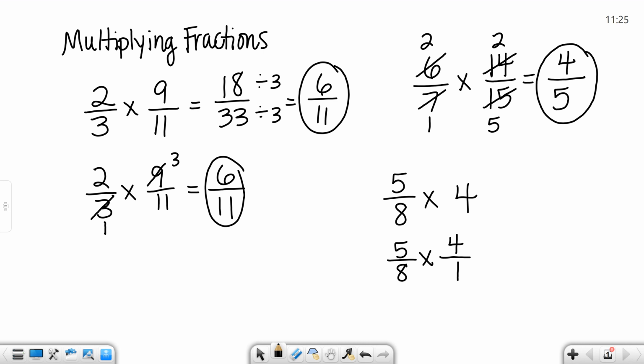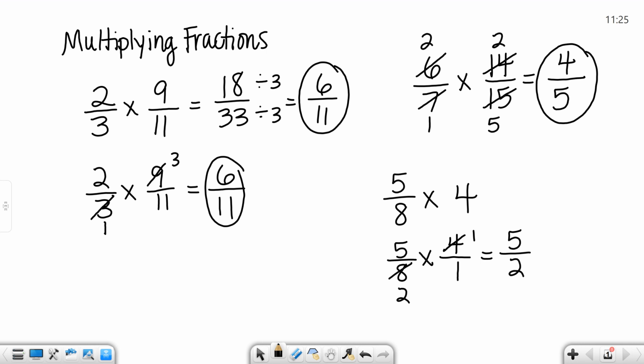We have 4 and 8 that are both divisible by 4. 4 goes into 4 one time. 4 goes into 8 two times. Now when we multiply numerator times numerator, we get 5. Denominator times denominator, we get 2. Our answer is an improper fraction. Now, improper fractions are fine. Usually once you get to Algebra 1 and beyond in college, we use improper fractions all the time.